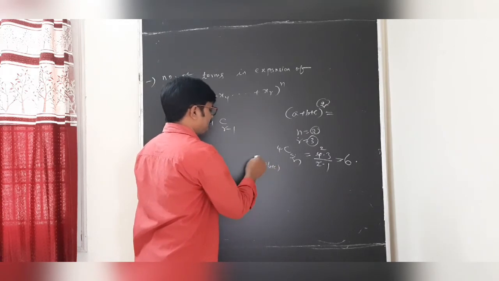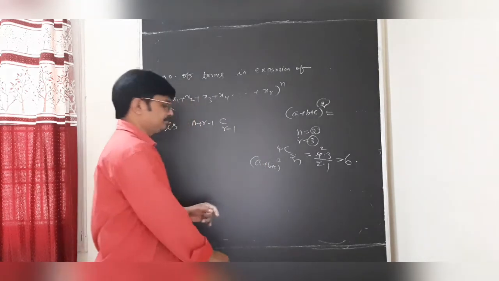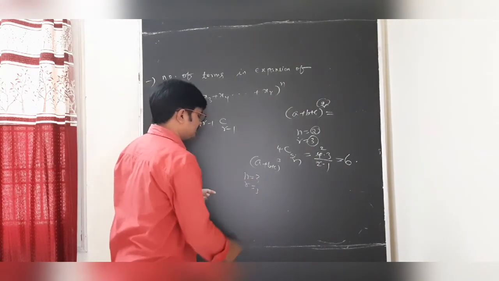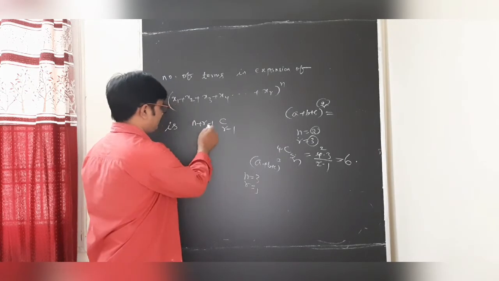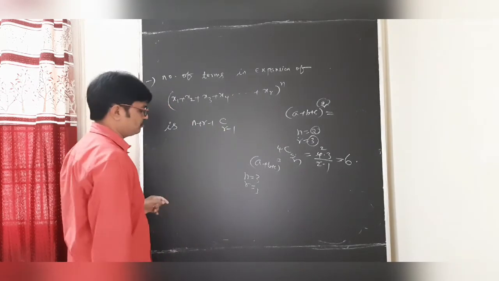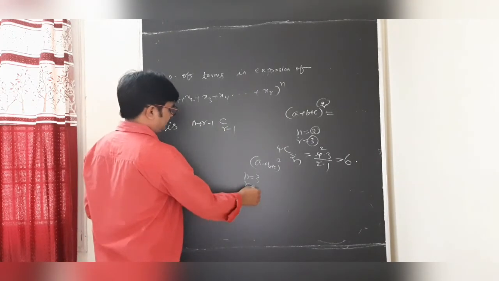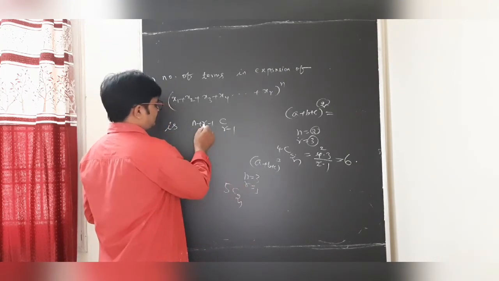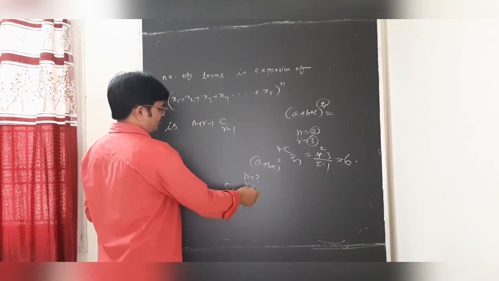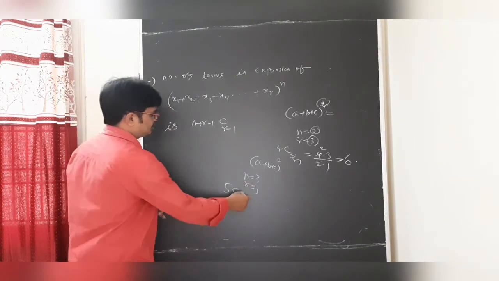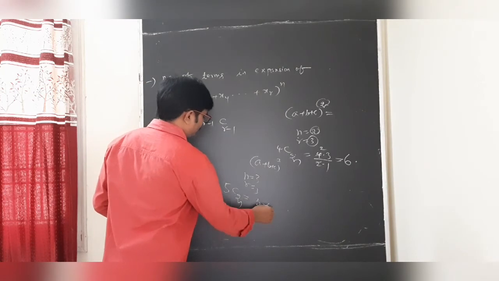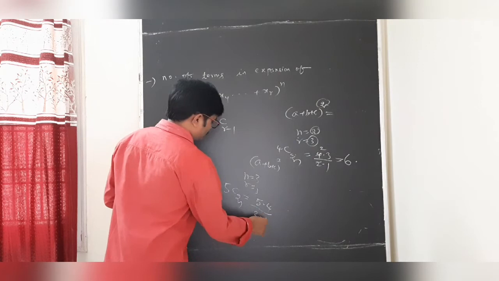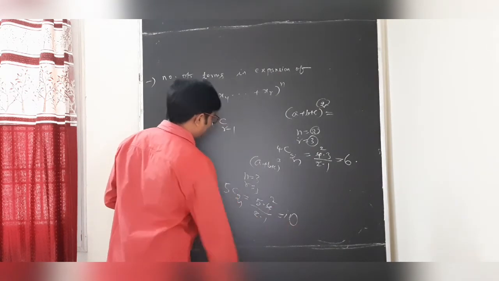Suppose, students, a plus b plus c whole cube is there. How to write this? n value is 3 and r value is 3. Therefore, what is the form? n plus r minus 1 C r minus 1. This is 5C2. n plus r, 3 plus 3, 6 minus 1, 5. r minus 1 is 2. 5C2 is 5 into 4, first you write 2 successive numbers from 5, upon 2 into 1, that is 10.